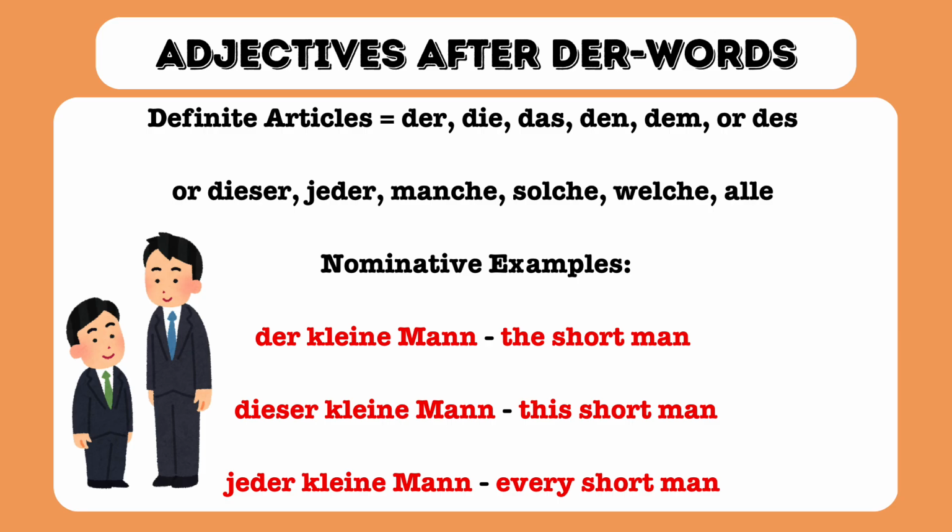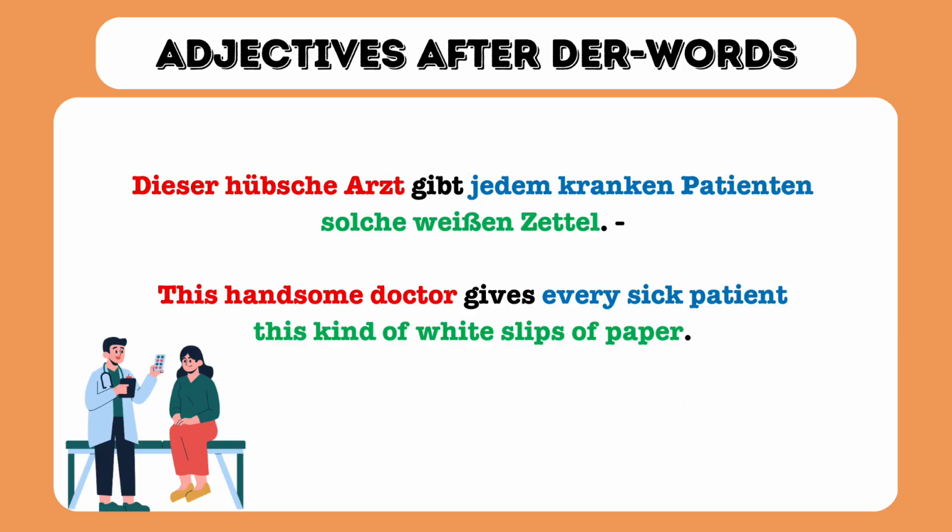These all mean the short man, this short man, and every short man. Der kleine Mann, dieser kleine Mann, jeder kleine Mann. Let's take a look at some of these in example sentences.